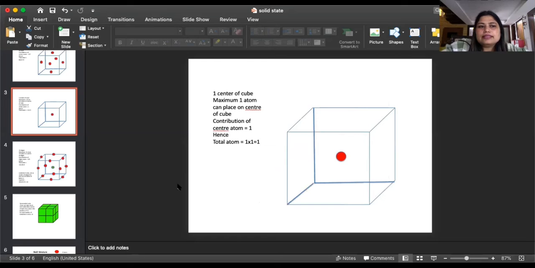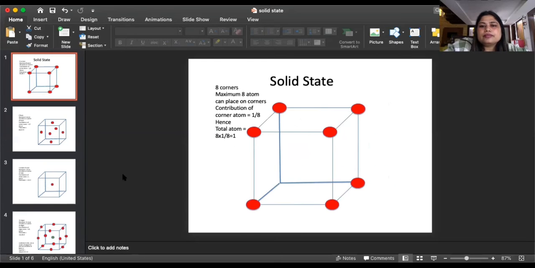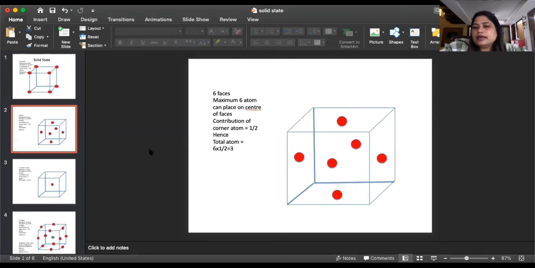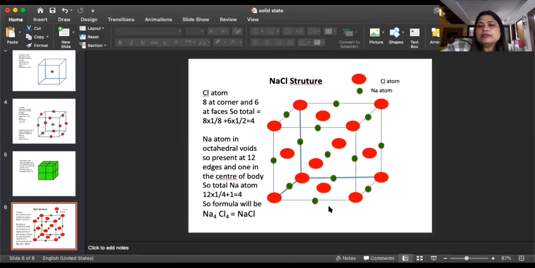Again, I am revising. You can see this is the corner. I place 8 atoms at the corner. Similarly, I place 6 chlorine atoms at the face center. Now you can see here the total of 14 chlorine atoms I placed, 8 at the corners and 6 at the faces. And if I talk about the contribution, the contribution of a corner is 1 by 8: 8 into 1 by 8 plus 6 atoms at the face centers, 6 into 1 by 2, that is 4.